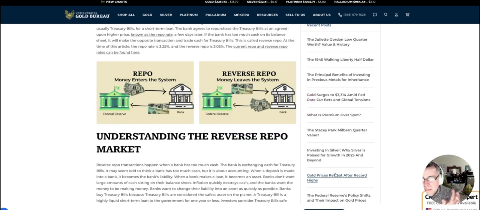You're probably not going to remember the difference between a repo and a reverse repo. They're the same thing, and what you call it is going to depend on which side of the arrow you're standing on. But that's all you need to know about that.